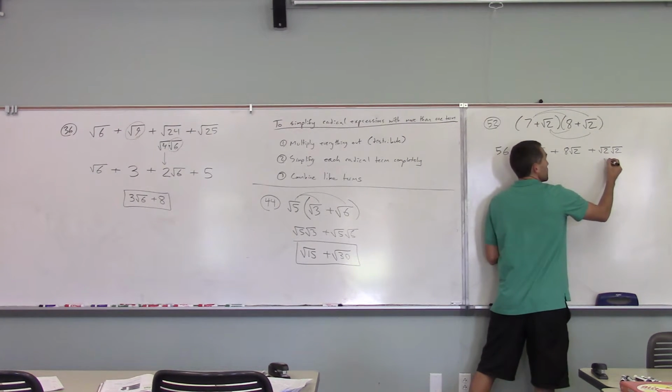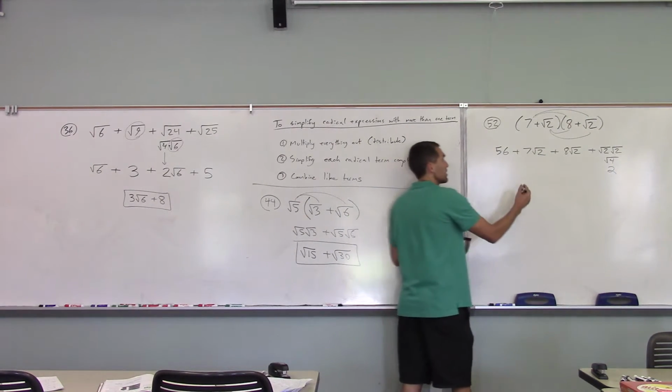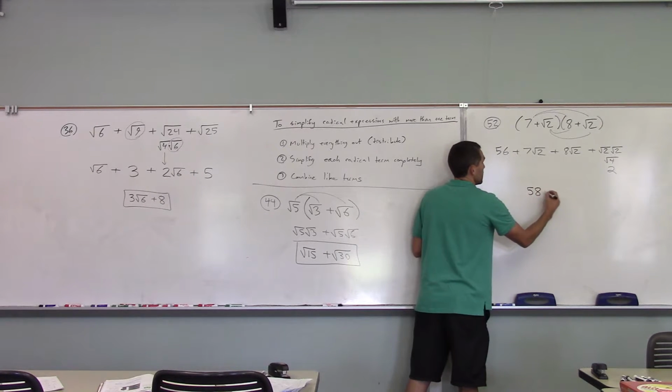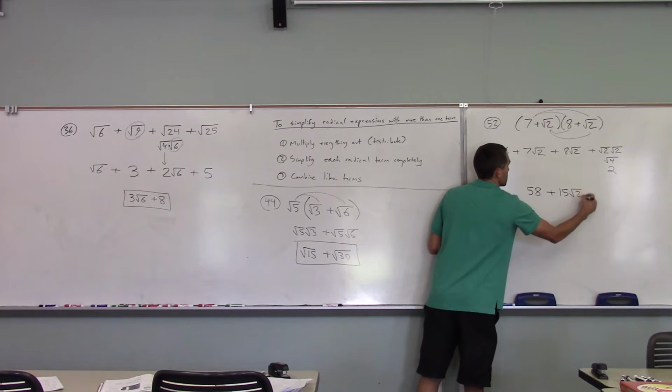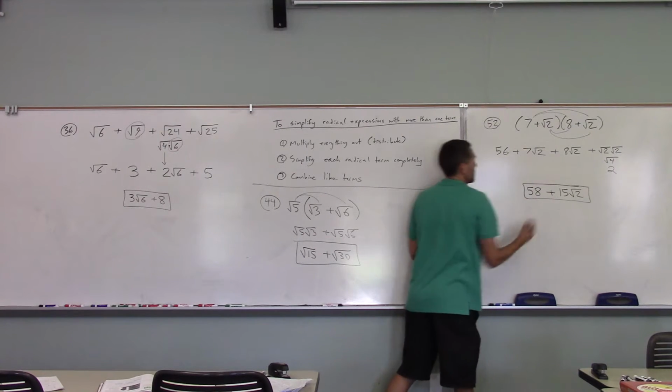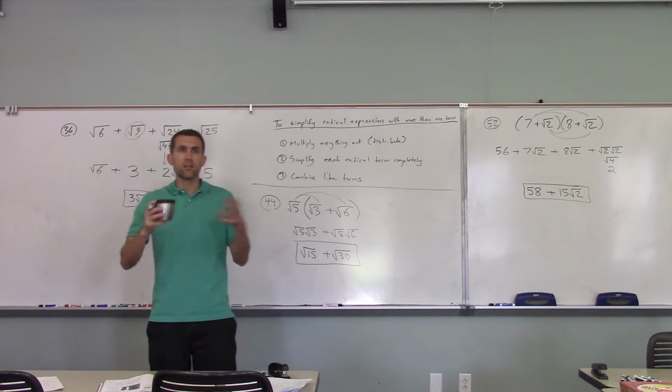So this one you would simplify, you'd say, oh, that's square root of 4, or 2. And now I would just combine my like terms. 56 plus 2 is 58. 7 root 2 plus 8 root 2 is 15 root 2. So no new skills, all you're doing is combining a lot of past skills.